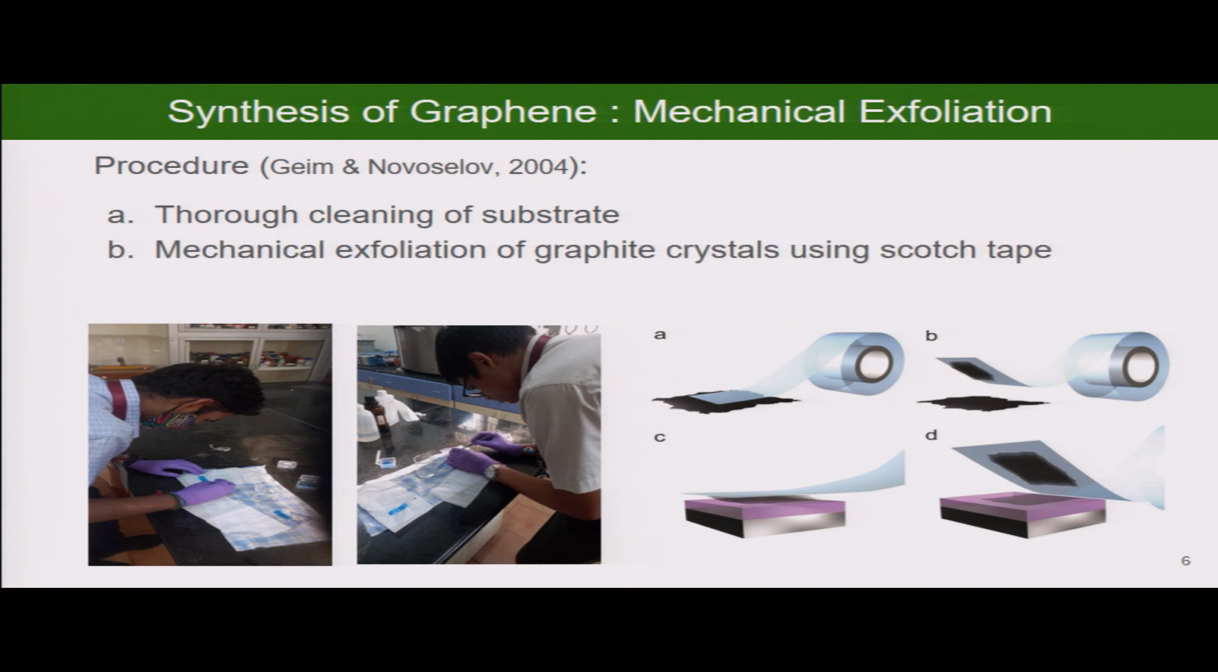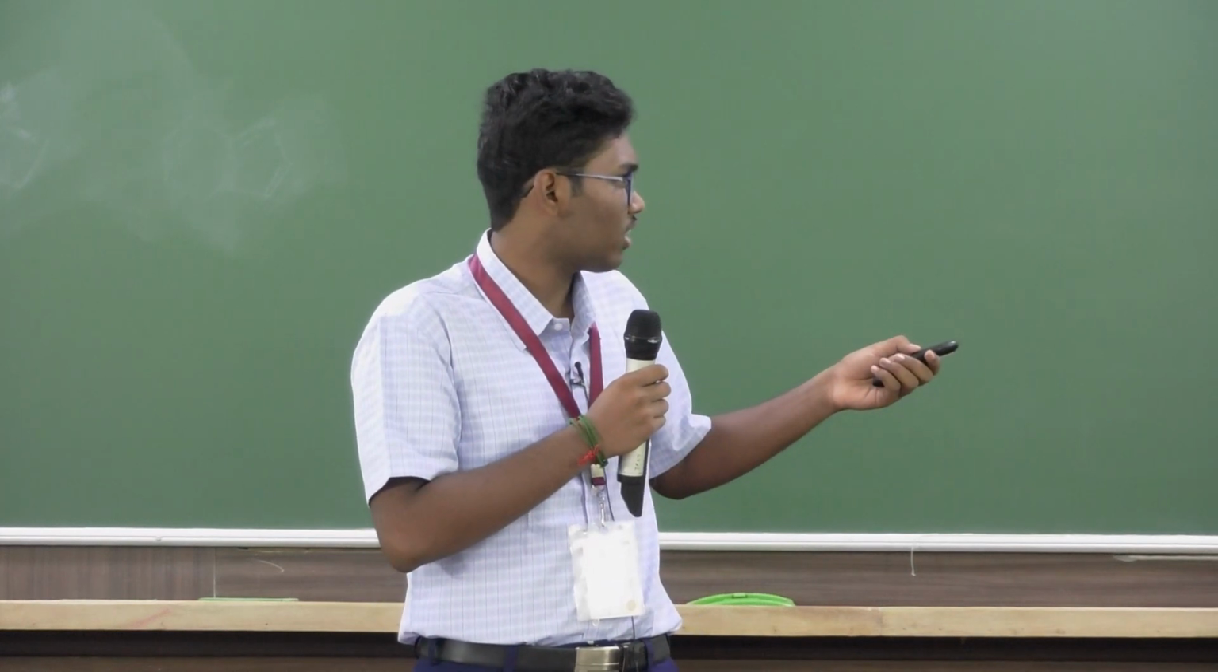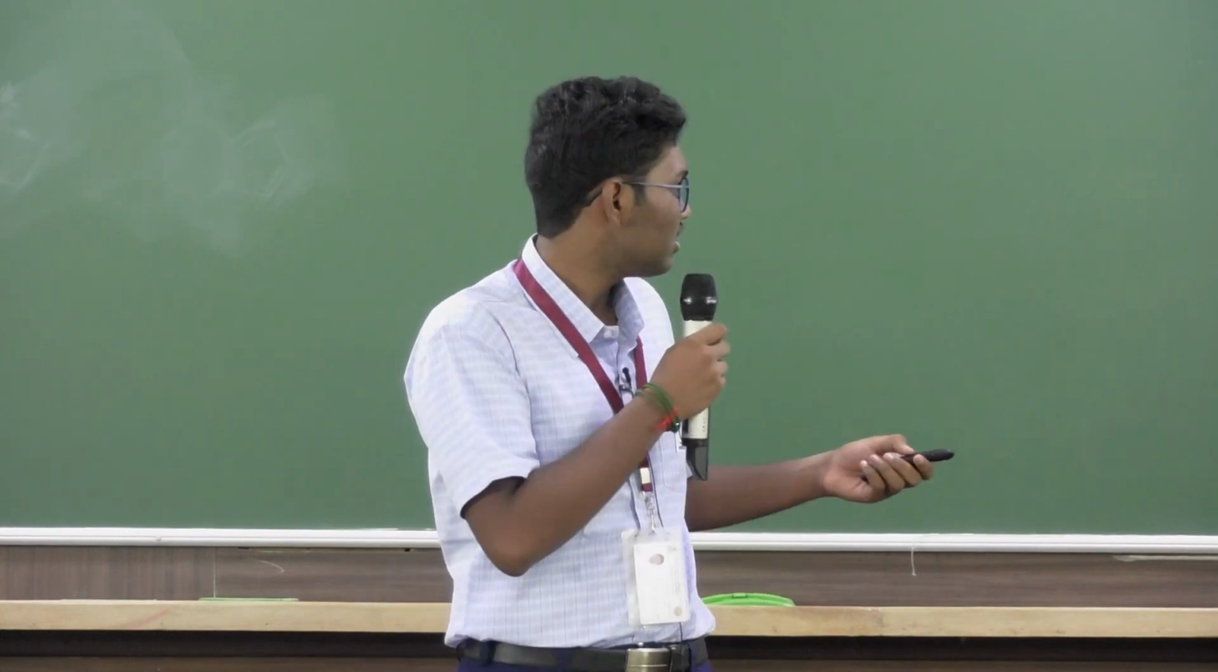The second is the actual mechanical exfoliation of graphite itself. To do this, all we require is a scotch tape and some graphite. We first peel off a layer of graphite using the tape, and then we keep sticking it and peeling it. So it keeps reducing the number of layers of graphene. This works for graphite because the layers of graphene are held together only by weak van der Waals forces.